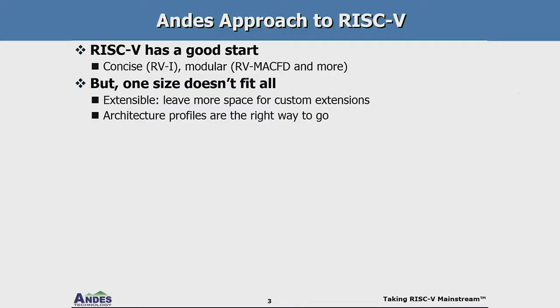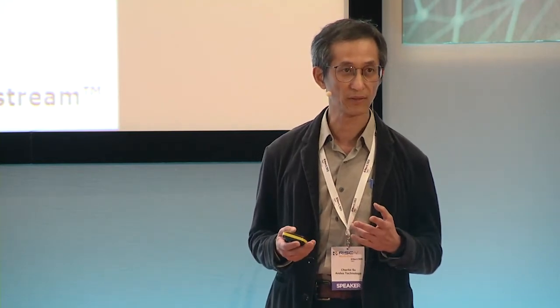So, Andes' approach to RISC-V. I think RISC-V has a very good start: concise and modular. But one size doesn't fit all. So extensibility is very important, so that we leave more space for custom extension and custom innovation. And also, architecture profiles are the right way to go. So I think we are moving in the right direction.